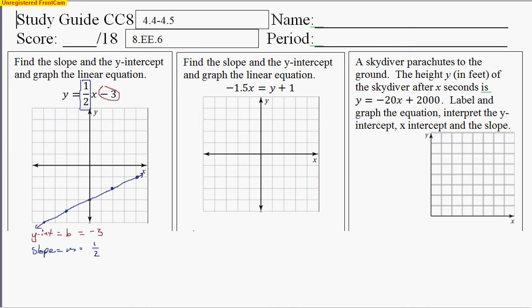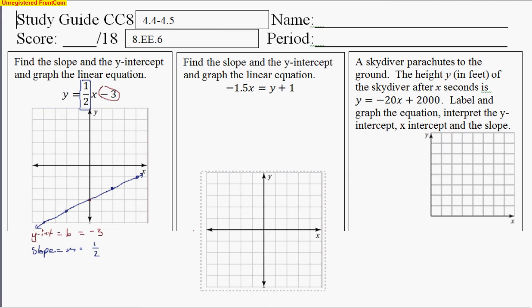Taking a look at our next one, it says to do the same thing. Find the slope and y-intercept, and then graph the linear equation. So on this one, we've got an extra step. So I need to get the y by itself. And so what I'm going to end up doing here, I'm going to move this graph down just a bit. I'm going to end up moving that 1 over to the other side to get the y term by itself.